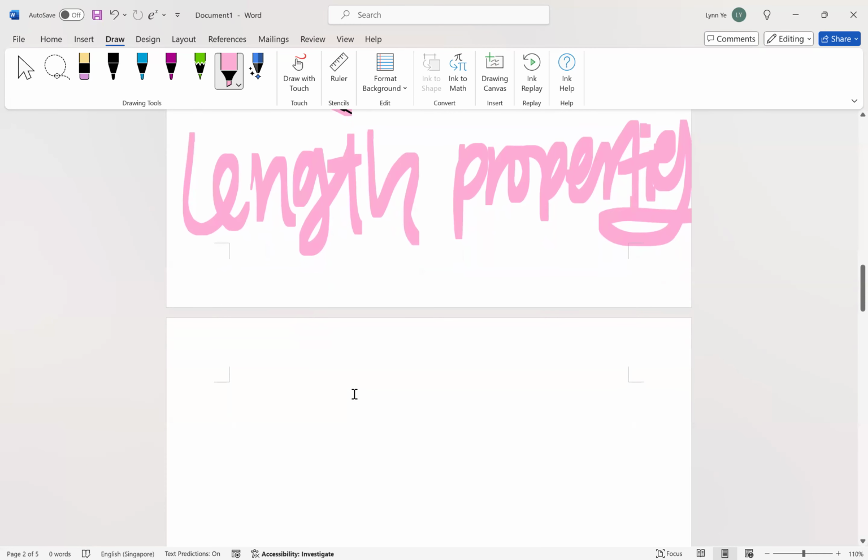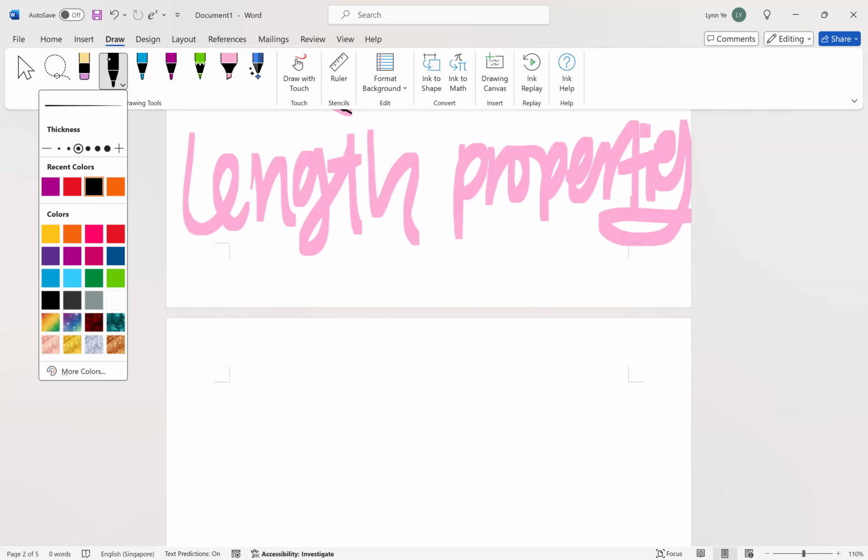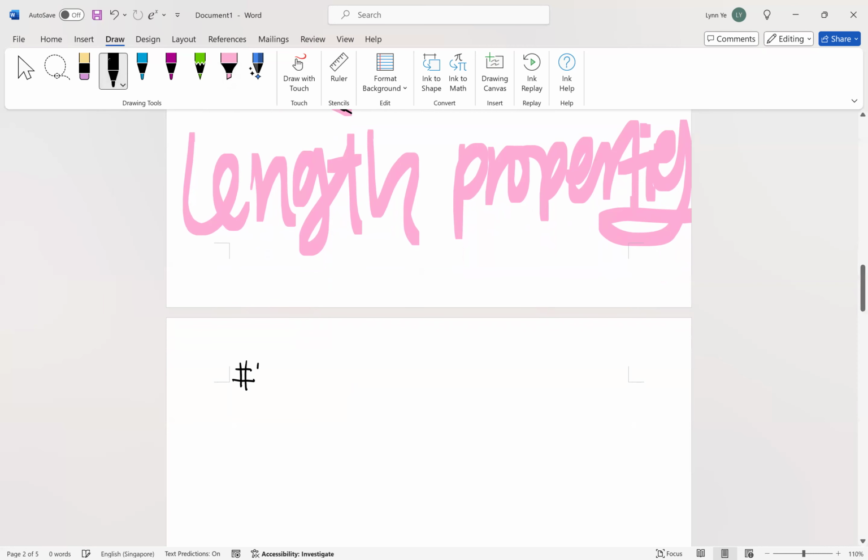Okay, so length properties. Number 1, the first length property. Before we learn length, there are a few keywords you need to learn. We need to learn this thing called the chord. So what is a chord?